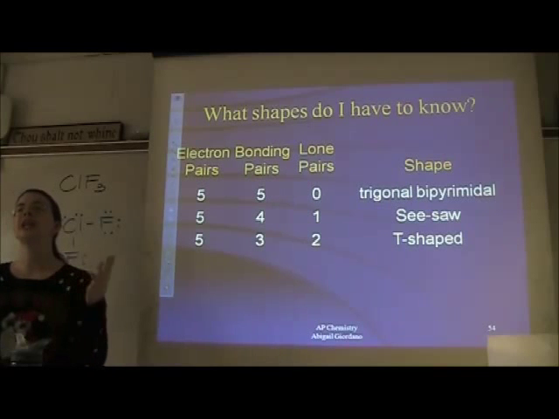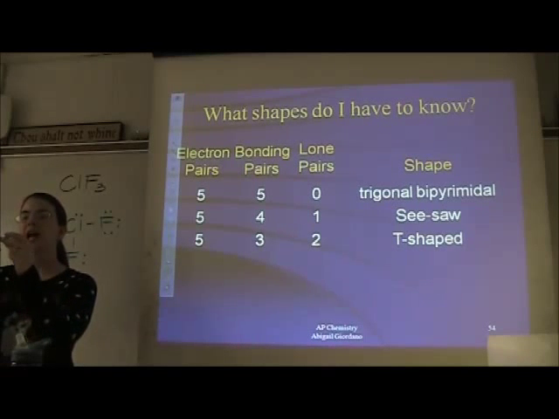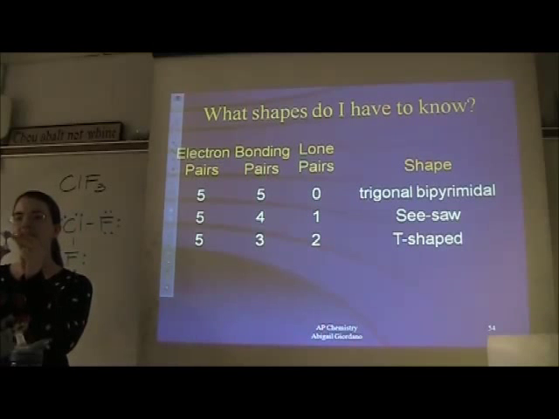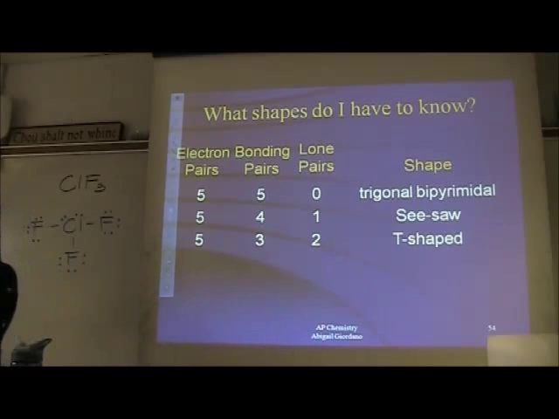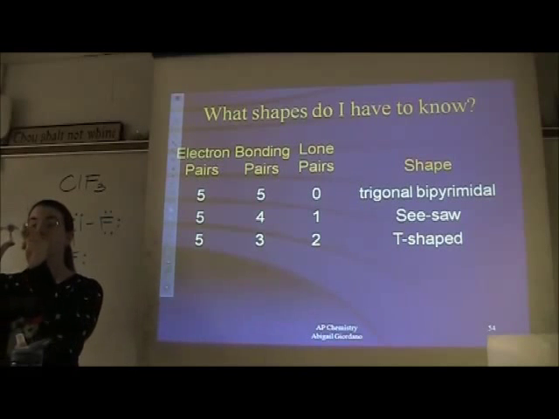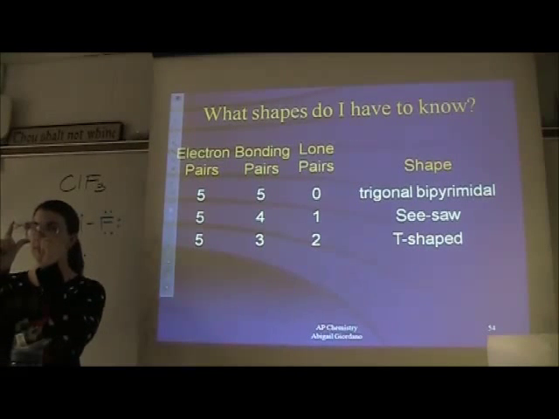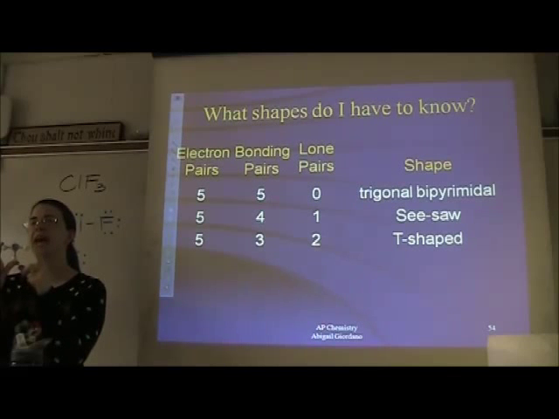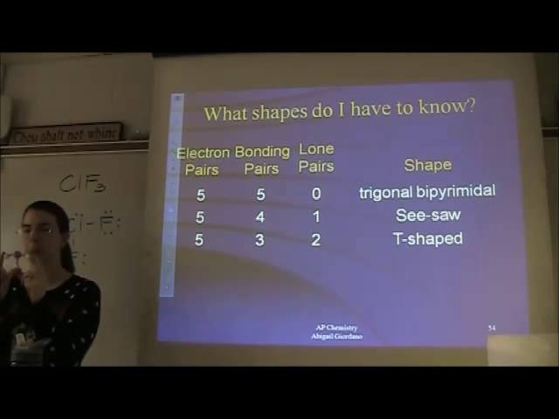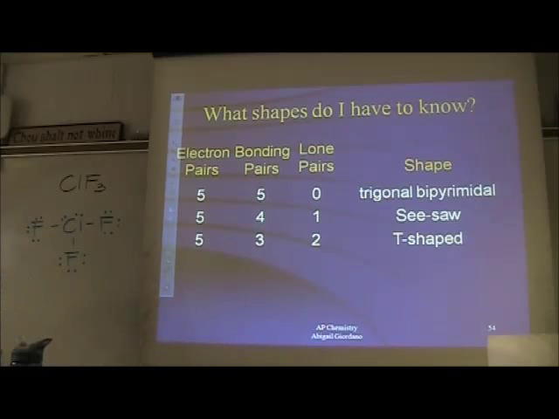Now, to be perfectly honest, it's not a perfect T, it's kind of a sad T, because those lone pairs are pushing. So what would you say for this bond angle that you do need to know? Less than 90, because it's sort of a sad T. Polar. Polar, yes.